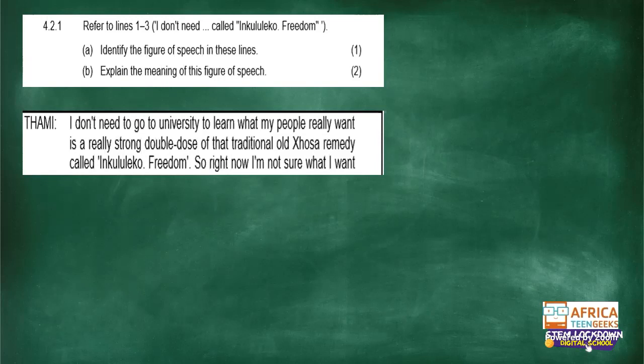Okay, Tammy, I don't need to go to university to learn what my people really want is a really strong double dose of that traditional old Xhosa remedy called inkululeko, freedom. So right now, I'm not sure what I want.